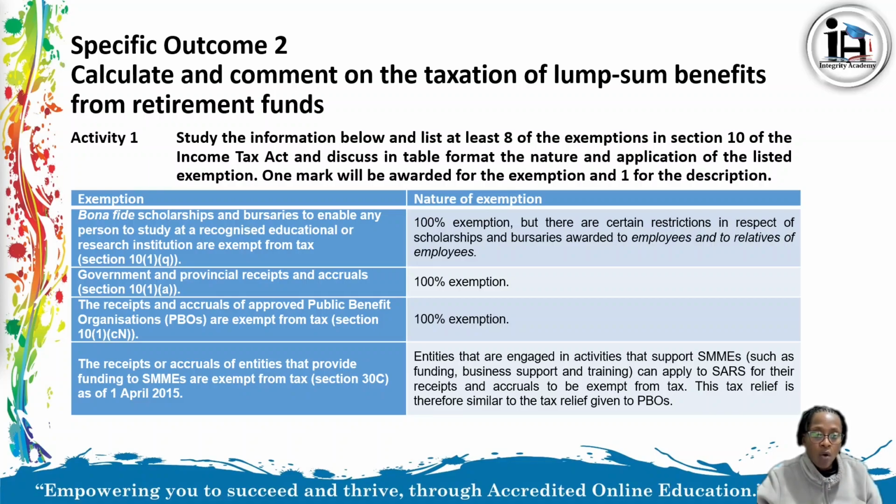The receipts or accruals of entities that provide funding to SMMEs are exempt from tax. Section 30C, as of 1st April 2025. Entities that are engaged in activities that support SMMEs, such as funding, business support, and training, can apply to SARS for their receipts and accruals to be exempt from tax. This tax relief is therefore similar to the tax relief given to public benefit organizations.